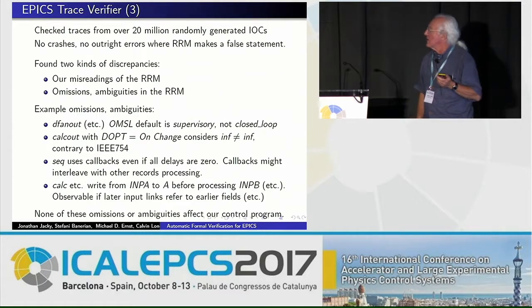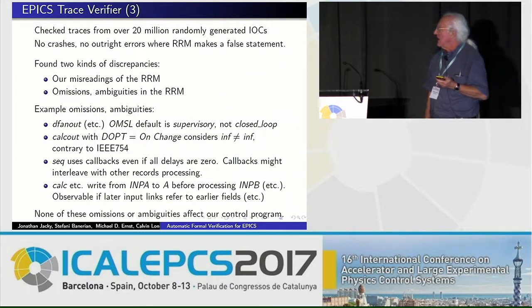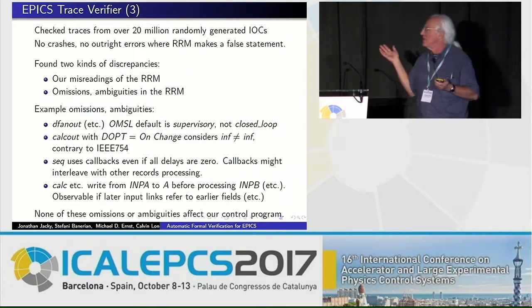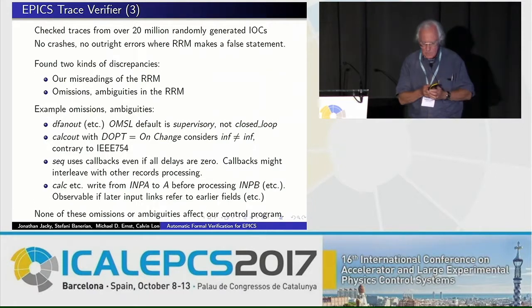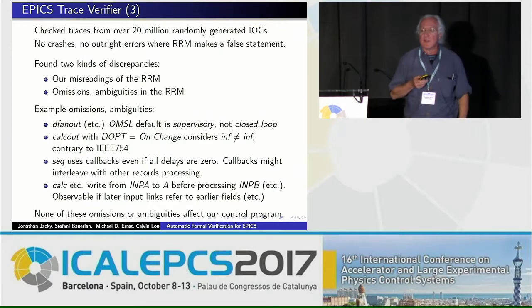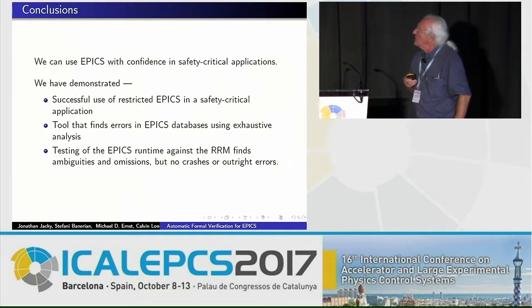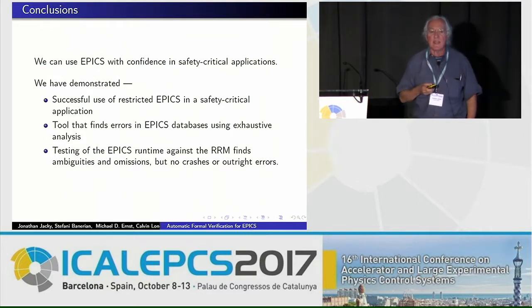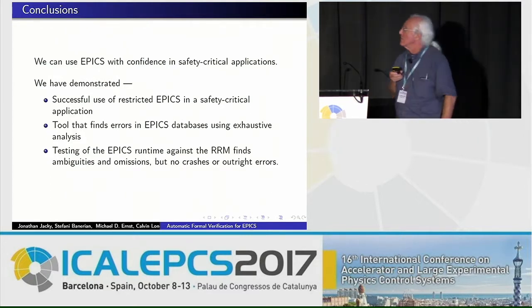So these are notable, but as it happens, none of these omissions or ambiguities was pertinent to our own control program. So we didn't have to change anything as a result of the findings of the trace verifier. So to summarize, we found that we can use EPICS with confidence in our safety critical application. We've demonstrated successful use of our restricted EPICS subset in a safety critical application, namely a radiation therapy control program.